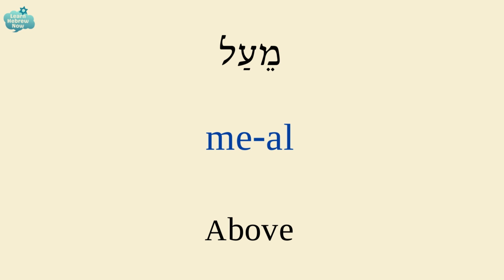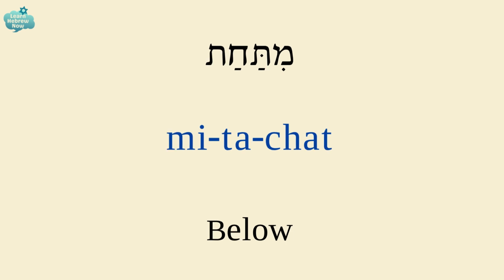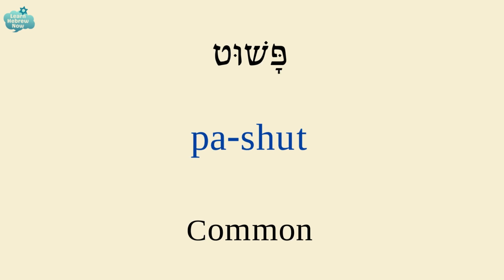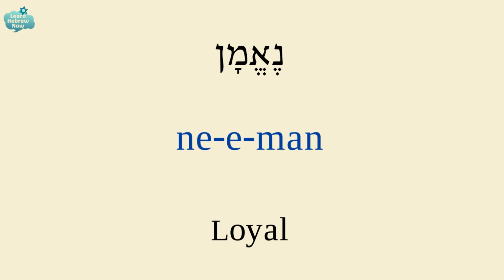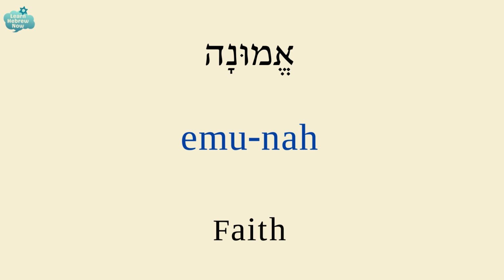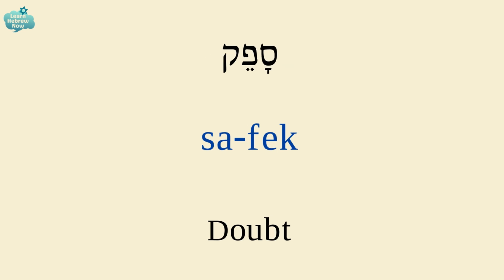Above is מעל. Below is מתחת. Unique is מיוחד. Common is פשוט. Loyal is נאמן. Treacherous is בוגדני. Faith is אמונה. Doubt is ספק.